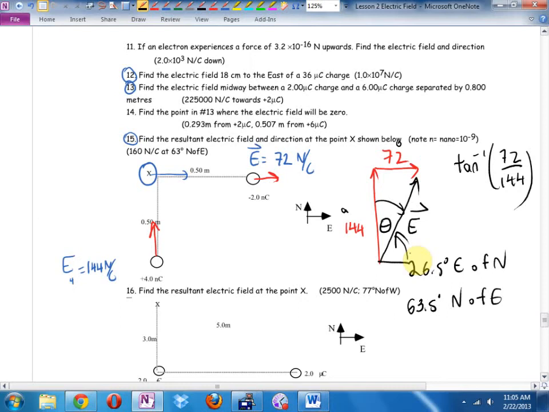So, key idea here today. For the vectors, we have to figure out the direction either ahead of time or afterwards. For forces, we use like charges repel, unlike charges attract. For electric fields, we use which way would a positive want to move. We add them vectorially.